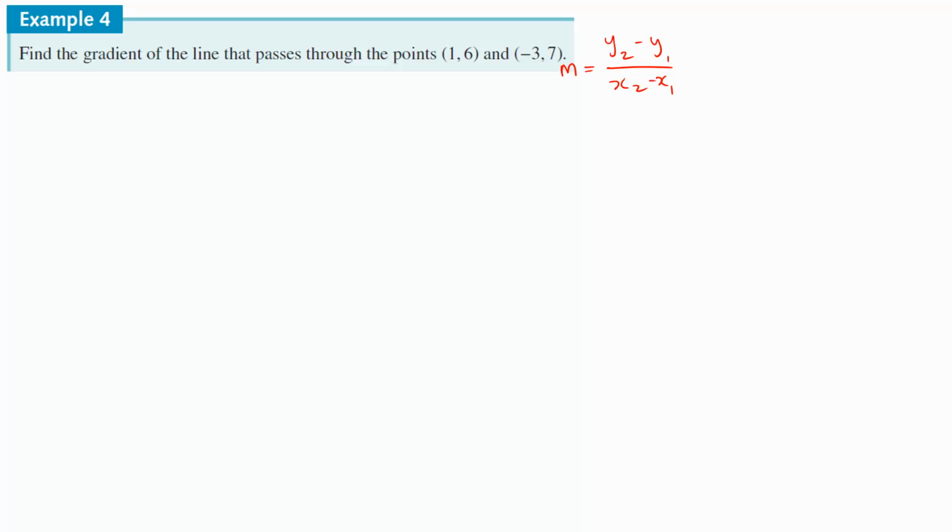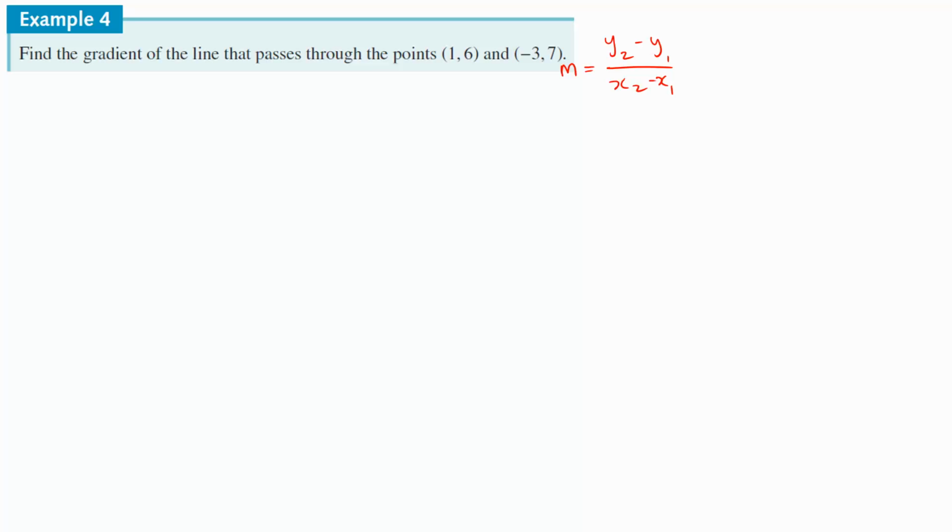Remember, it doesn't matter which corner you choose as y2, you can choose any of them. If it's a ratio, it doesn't matter which one you choose. The gradient can be negative. You've got four types of gradient: positive, negative, zero, and undefined.